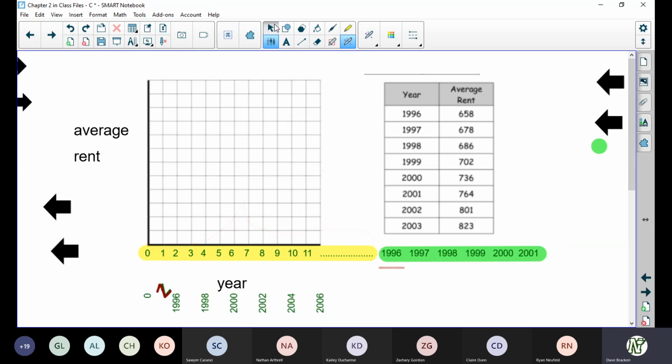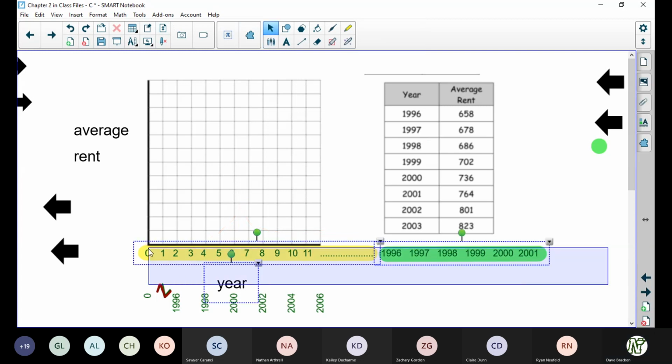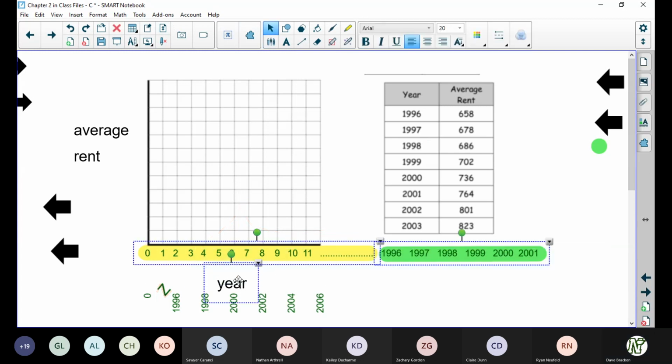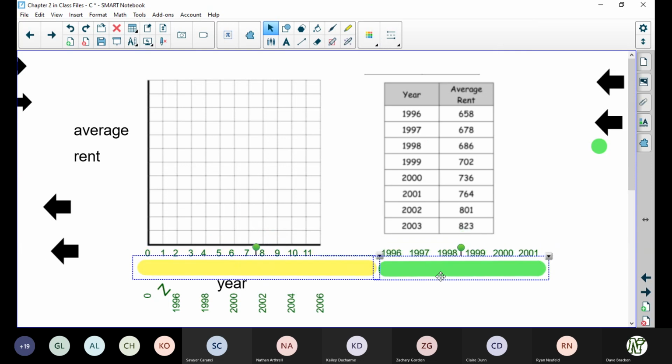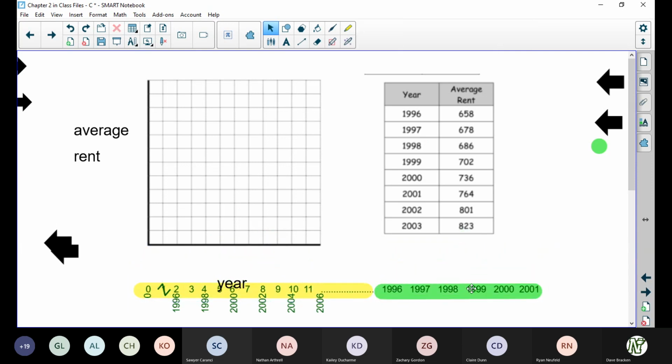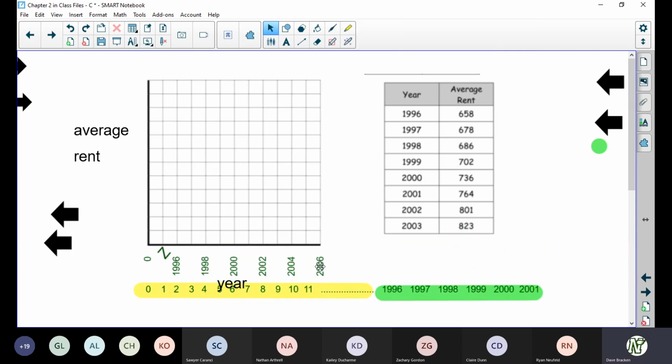So the one that I actually need is this right here. I broke the axes. I'm starting at 0, but all the numbers from 0 to 1996, I'm going to break.